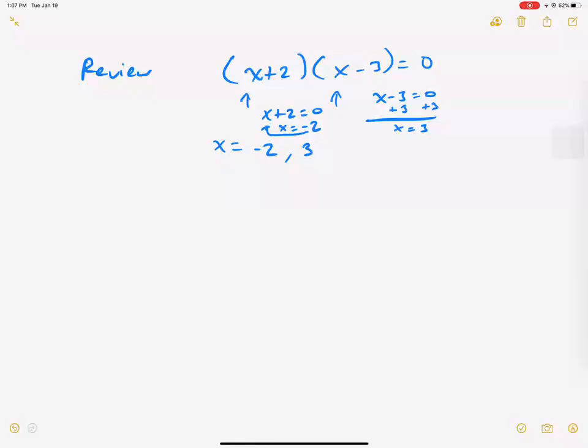So today we're going to work backwards from that. We're going to start here, and we're going to end up with x squared minus x minus 6 equals 0. So this is our goal. We're going to start here, and we're going to go right to our polynomial version of it.